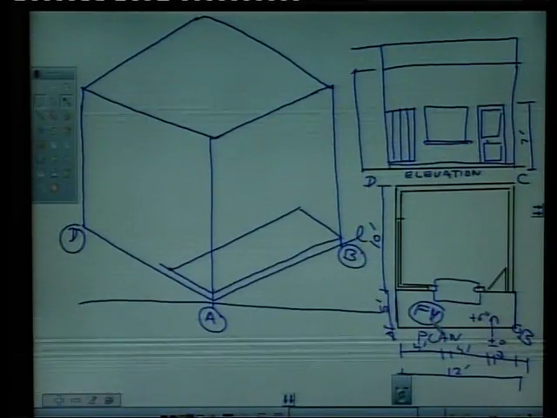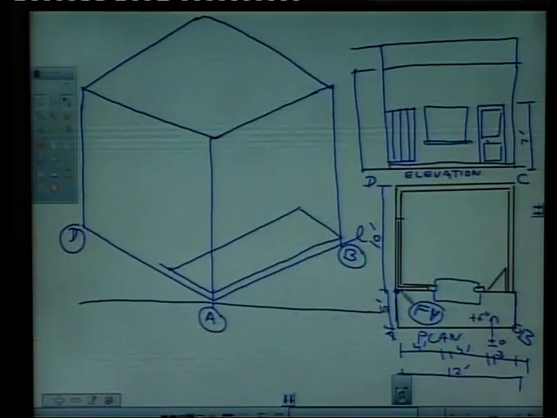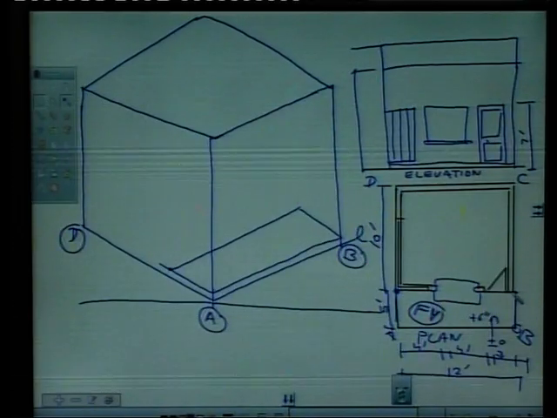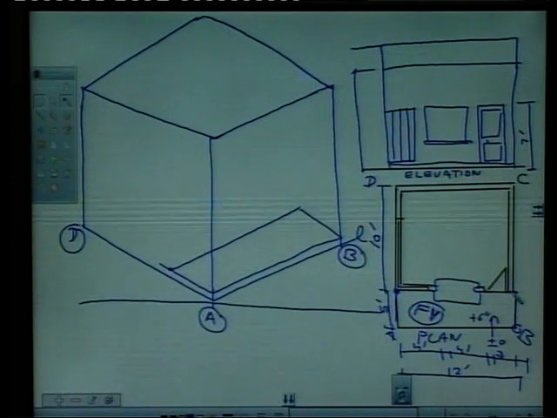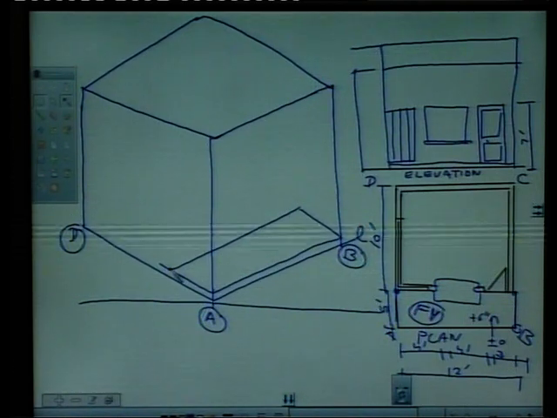And next we come to this corner, this and this. There is a principle which says vertical lines remain vertical. So simply draw a vertical line from here.